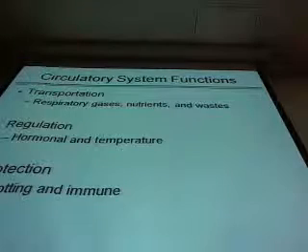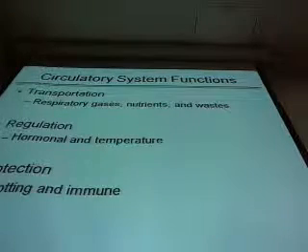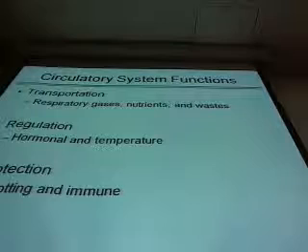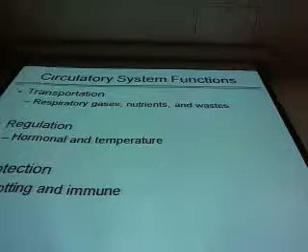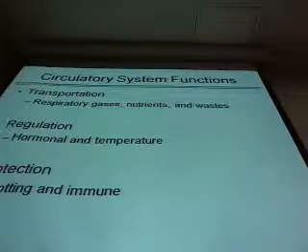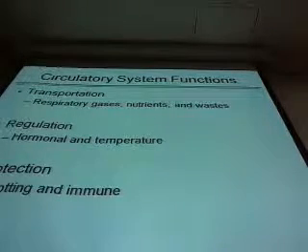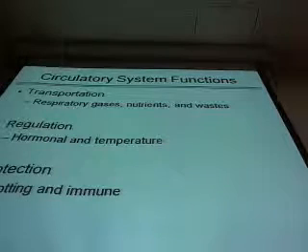Protection, clotting, and immune. The blood carries clotting factors. It carries platelets, it carries fibrinogen, it carries other clotting factors, Roman numeral 1 through 13, used in various parts of the system. We will touch on it. We're not going to get too in-depth on it.